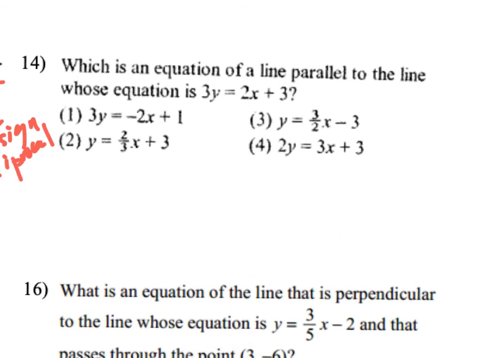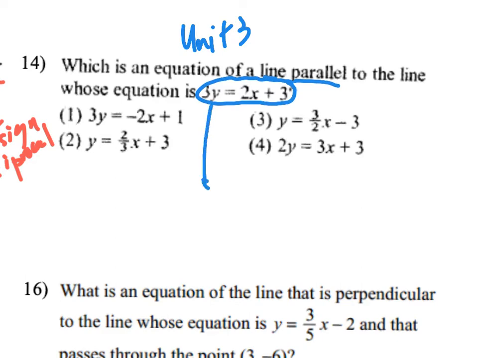It asks me, which is an equation of a line parallel to the line whose equation is 3y equals 2x plus 3? Once again, this is a unit 3 question, right? Unit 3, because I'm dealing with lines and I'm dealing with parallel lines specifically. Now I'm given this equation, 3y equals 2x plus 3. So before I even go into thinking about parallel slopes and stuff like that, I want to first convert this into slope-intercept form because that's going to be my easiest way to identify slope.